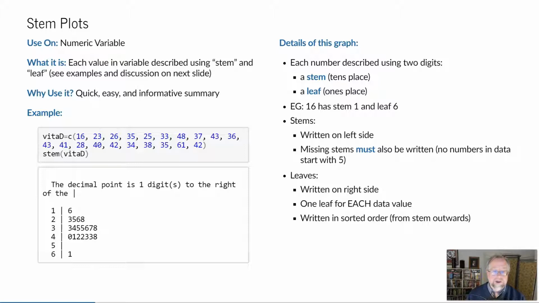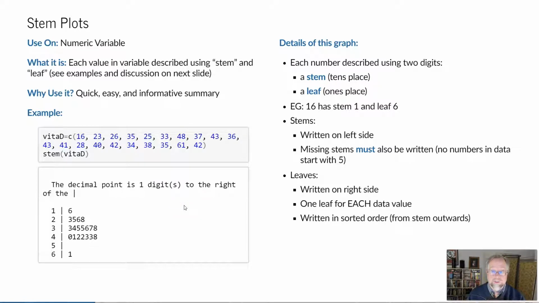So a couple things to notice. The stems are written on the left. The number of entries on the right is the same as the number of values that you've recorded. 1, 2, 3, 4, 5, and so on. Now I'll point out there are no numbers in the 50s in this data set, and it is just as important to show what's not there as it is to show what is there.